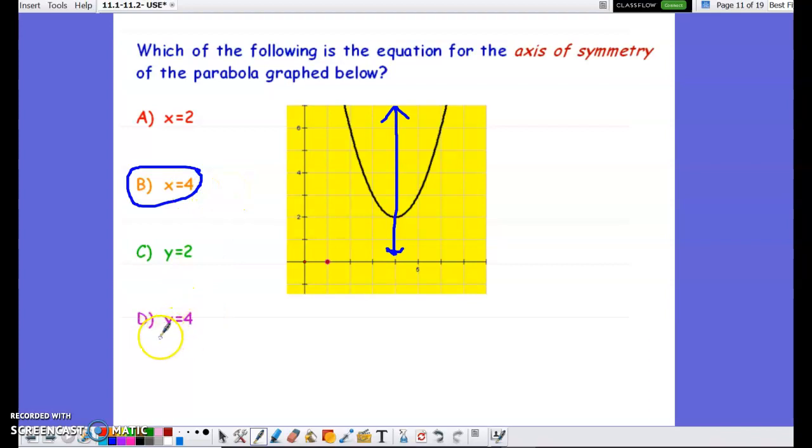If you thought, well, maybe it's D, well, y equal to 4, if we graphed it, would be a horizontal line, which is not what we're looking for. We're looking for a vertical line. That's why it's x equal to 4.